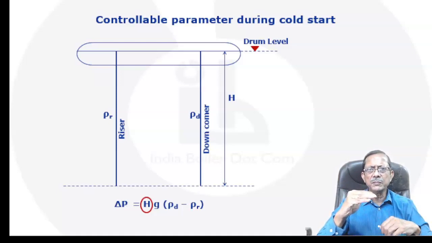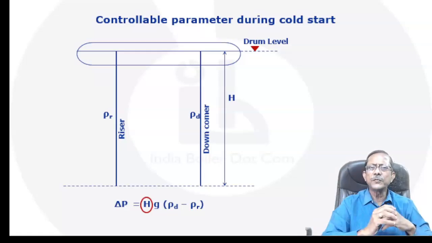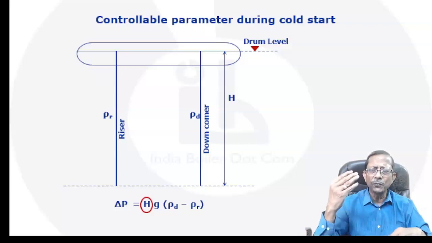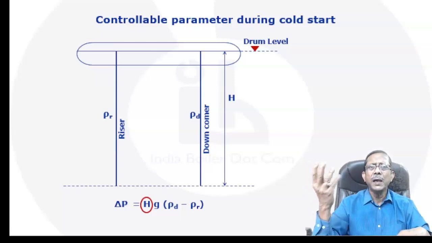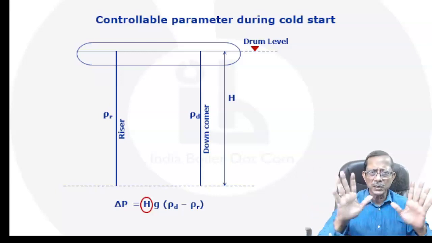What is the normal drum level? You cannot go above that. You can go possibly below it at the cost of the boiler reliability. But if you go above, then there is a possibility of carryover, right? Water carryover with the steam, and if that water reaches the turbine, that is absolutely not acceptable.